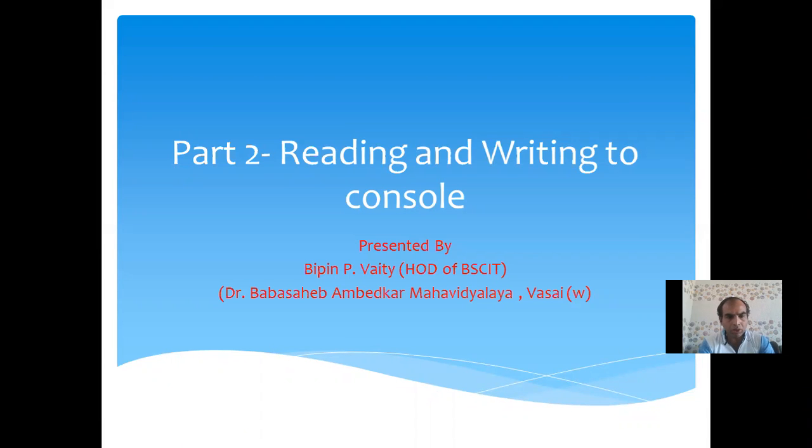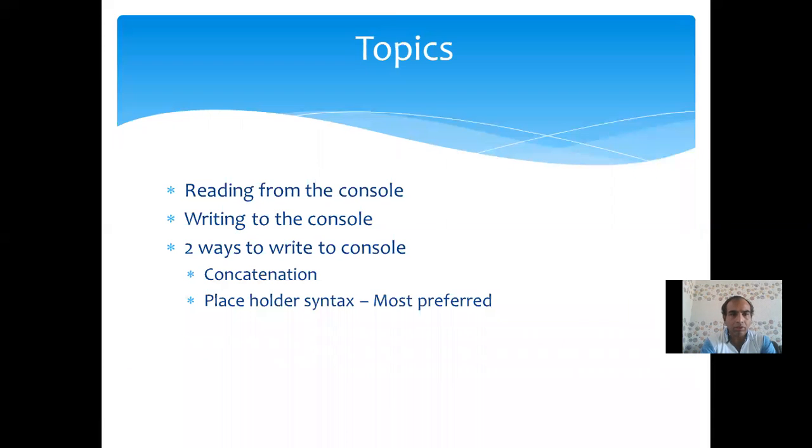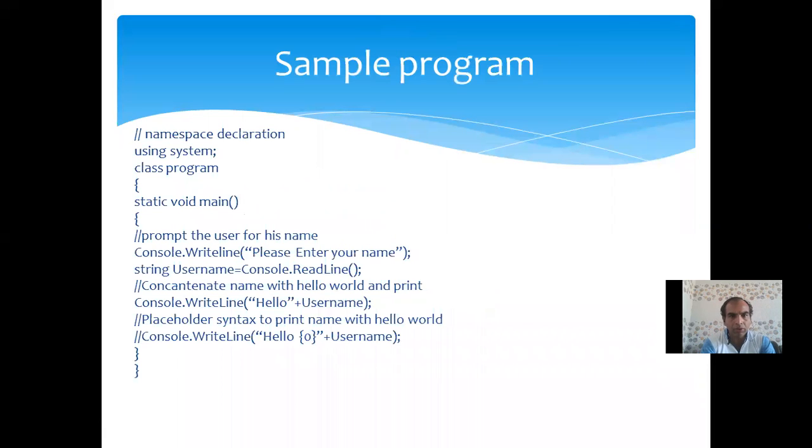How to accept a value from the user and show the value to the user. That is again presented by Bipin Vaity, HOD of BSIT, Dr. AWP Practical. Here we are reading from the console and writing to the console. There are two ways to write to the console. One is concatenation, joining two strings, or the placeholder syntax, which is most preferred. This is the syntax.